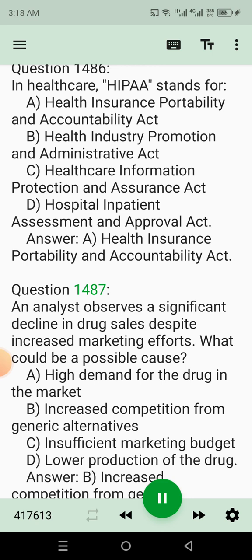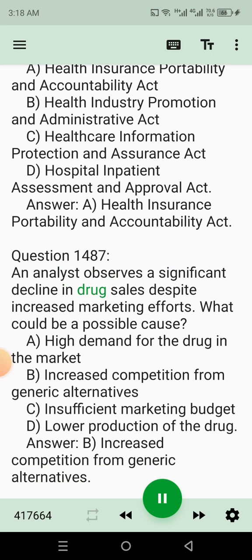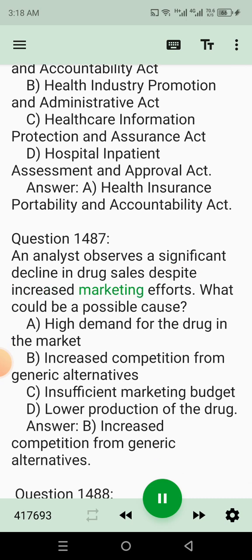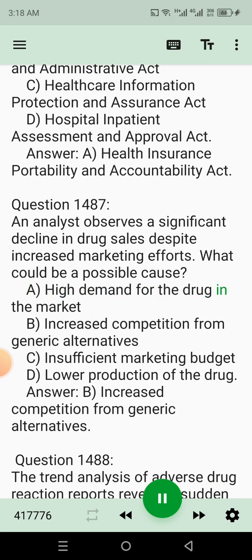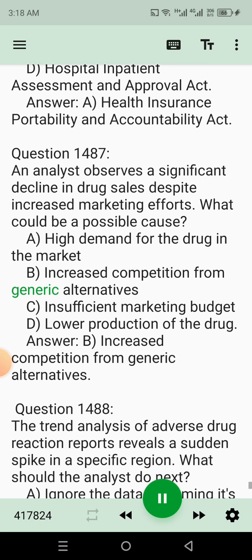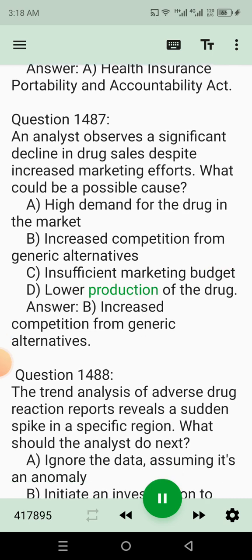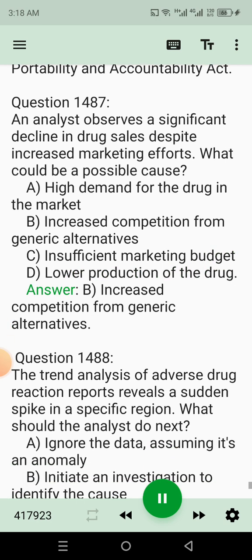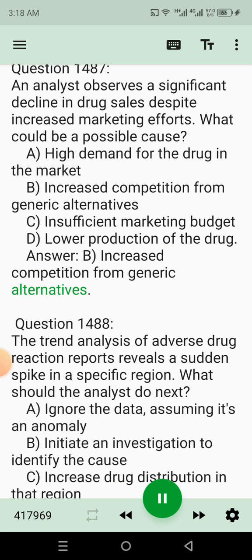Question 1487. An analyst observes a significant decline in drug sales despite increased marketing efforts. What could be a possible cause? A. High demand for the drug in the market. B. Increased competition from generic alternatives. C. Insufficient marketing budget. D. Lower production of the drug. Answer. B. Increased competition from generic alternatives.